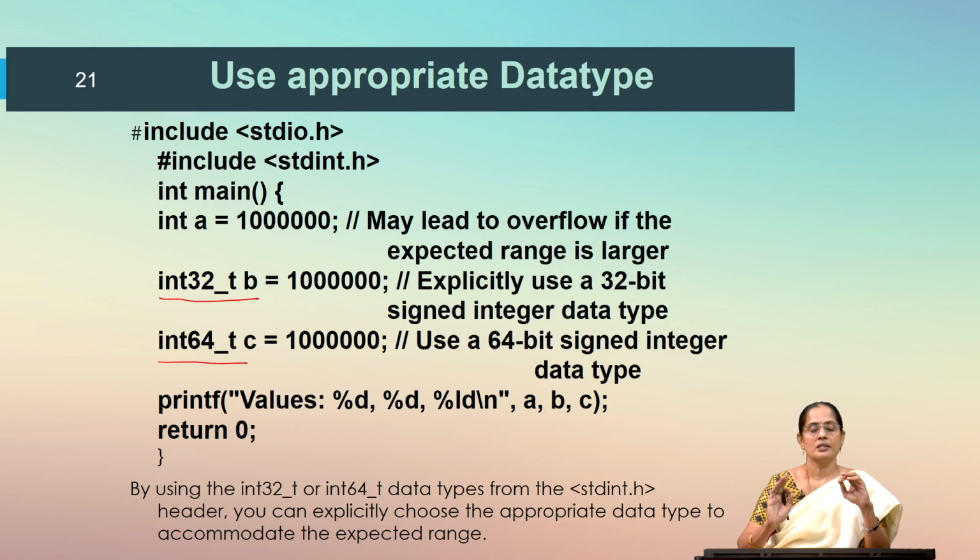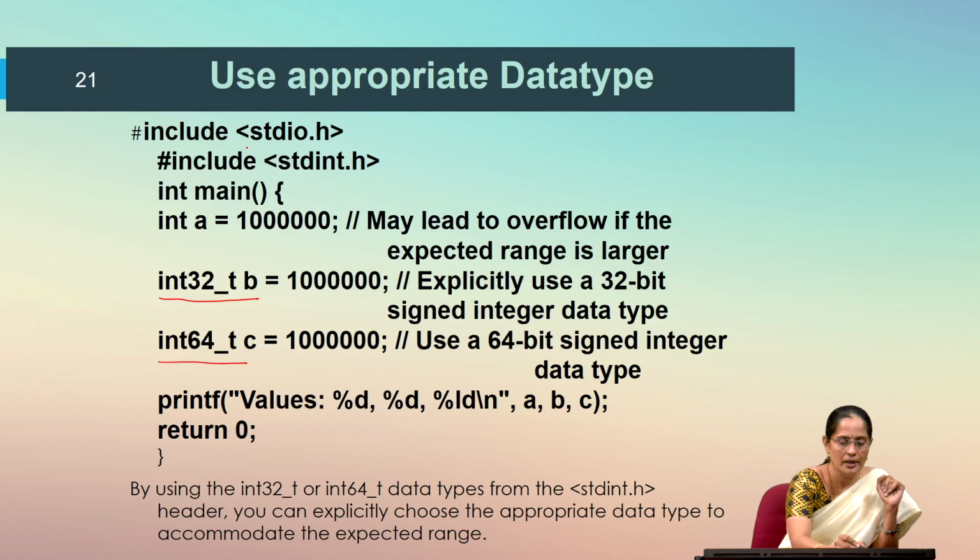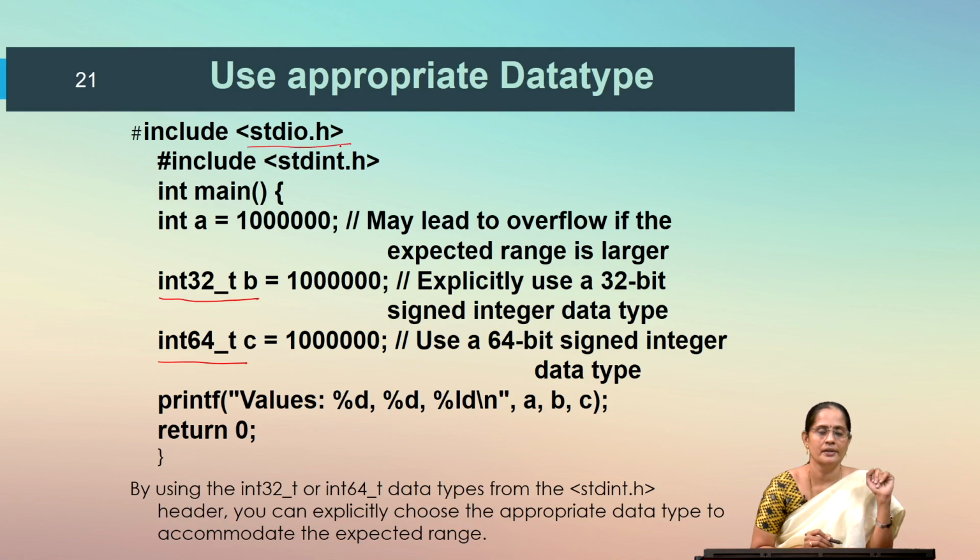But this is not done with the usual stdio.h header file. The stdio.h header file is for standard input output operations. This is not a standard operation. So, we need an additional header file, which is the stdint.h header file. With this header file support, we will be able to change the size of the data type to 32 bits or 64 bits according to the expected range of the integer value.